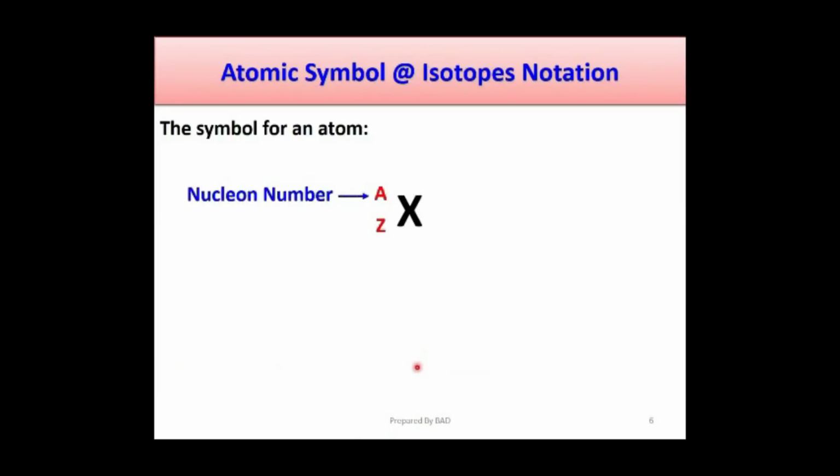Before we go through what isotope is all about, we have to draw the notation of isotope. For example, atom X, A we call the nuclear number. Nuclear number is the number of protons and neutrons, and Z is the proton number. Proton number represents the number of electrons, and X is the symbol as well.